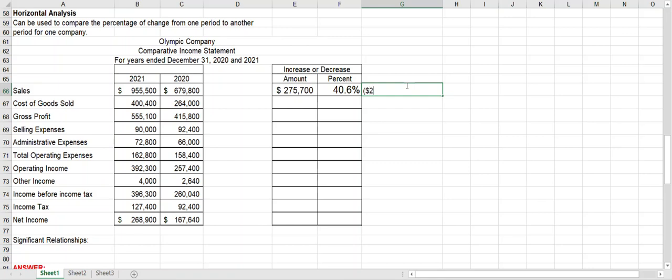We took the difference of 275,700 and divided it by the furthest past year, which was 2020, 679,800. Okay, and that gave us almost 41%. So what we're saying is sales went up by almost 41%.